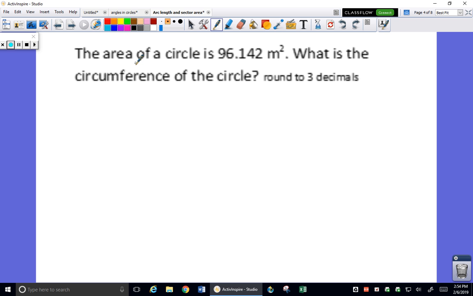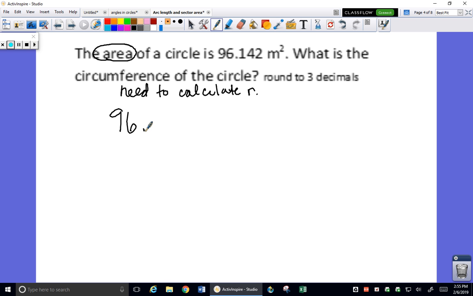Okay, in this fourth one, we're given an area, and we're asked for the circumference. And now we're told to round to 3 decimal places, so we don't need to worry about having pi in it. So we're given an area formula. We still need to find r, so we need to know the radius, calculate radius.